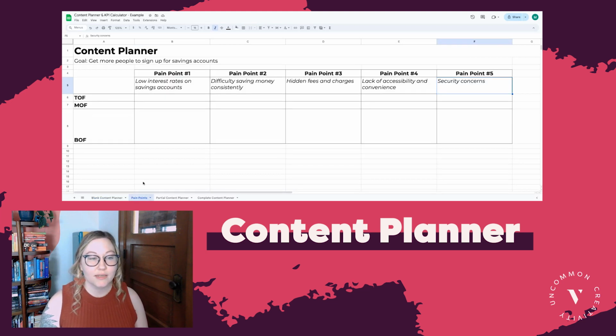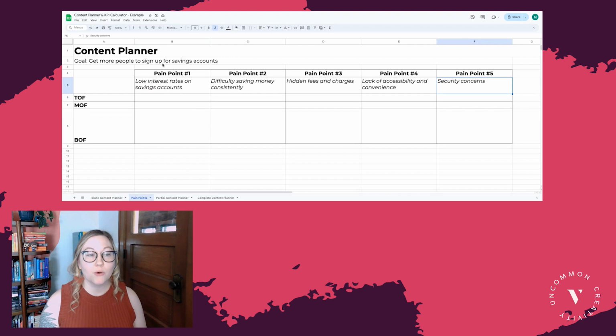So what that looks like is if I'm a credit union and my goal is to get more people to sign up for savings accounts, I know that my personas have some pain points that get in the way of them signing up for a savings account. Low interest rates, difficulty saving money, hidden fees and charges, lack of accessibility, and security concerns.